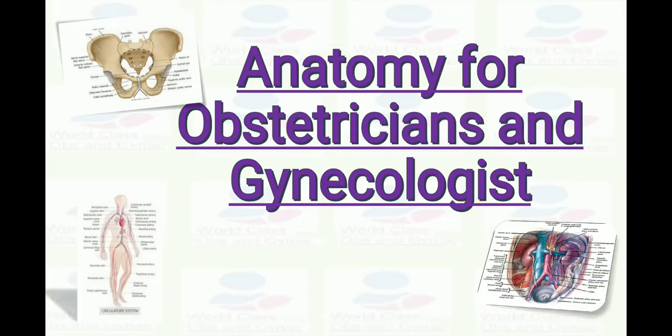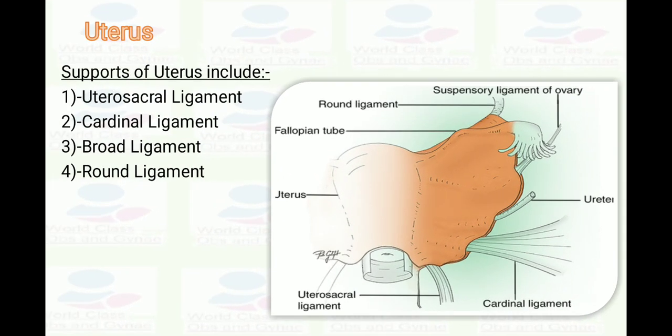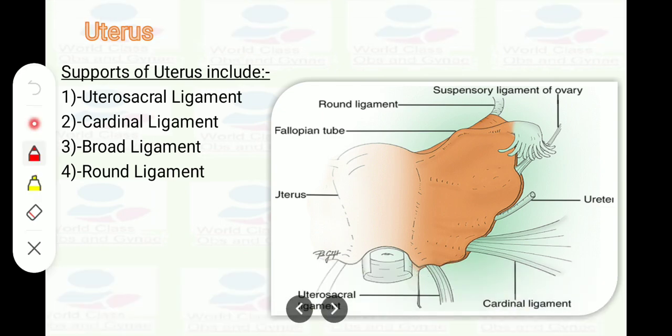It's about anatomy for obstetricians and gynecologists. Anatomy is basically a very vast subject, but here we will just concentrate on those points which are important for obstetricians. Okay, so first of all, let us concentrate on certain ligaments of the uterus, because different MCQs are asked related to this point, that what are the basic supports of the uterus.